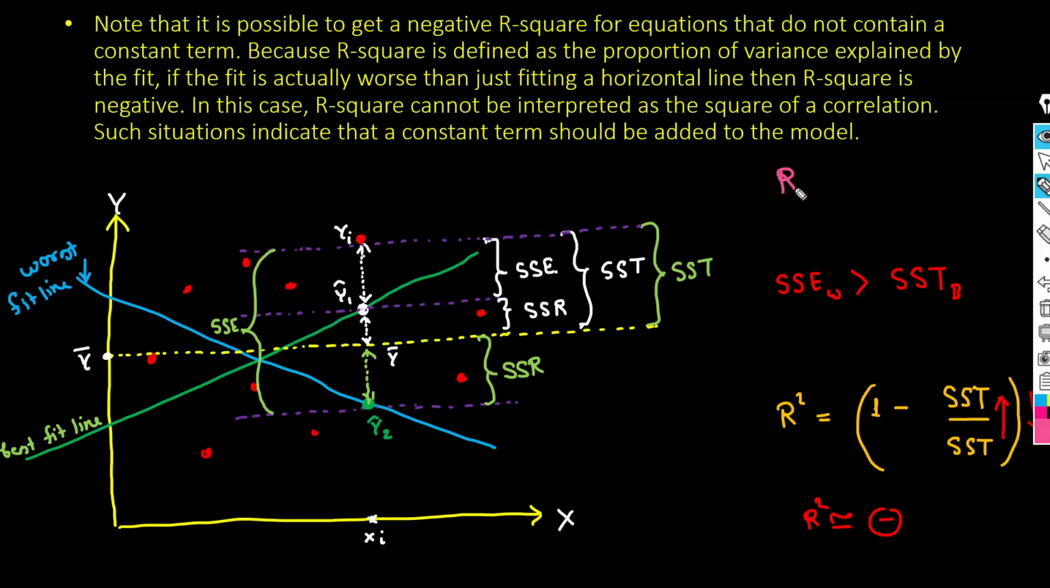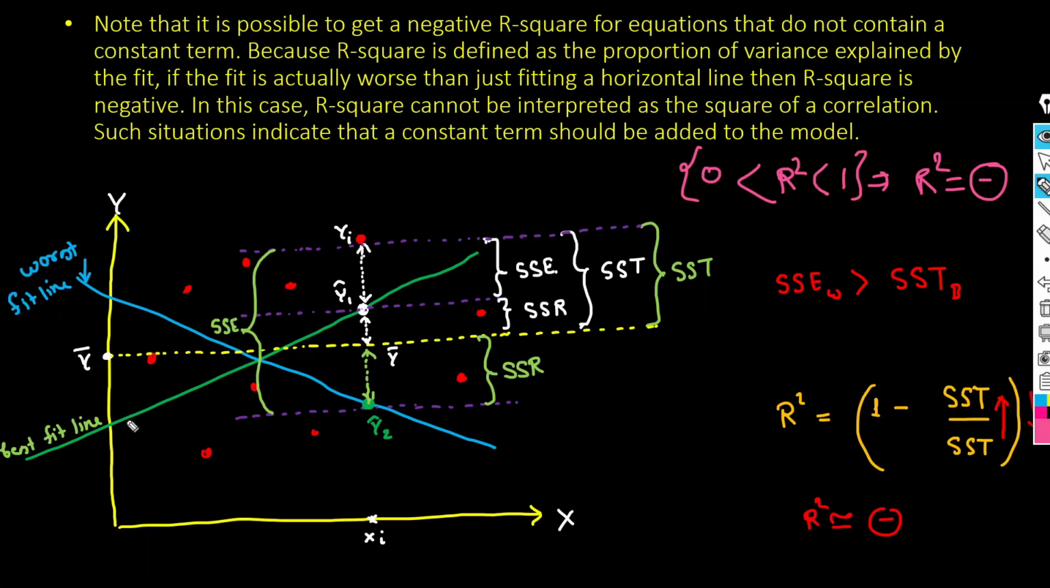R squared value normally lies between 0 and 1. But in some cases the R squared value can also be negative. Let's see what that case would be.